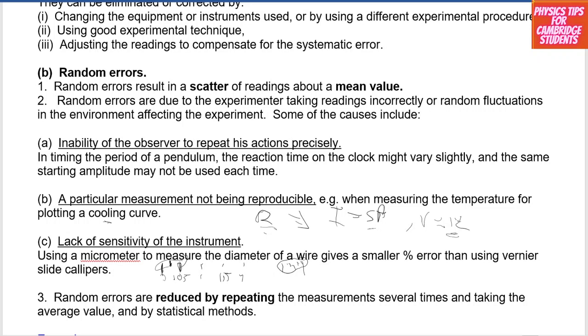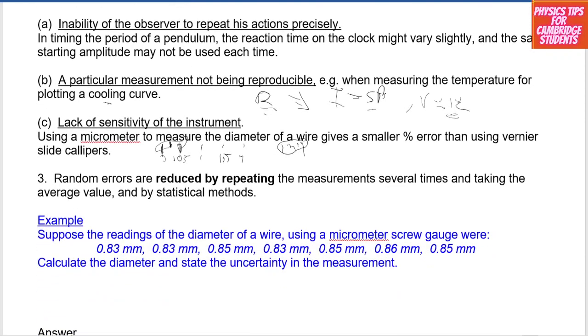So also, when using a micrometer to measure the diameter of a wire, it gives a smaller percentage error than using a vernier, because a micrometer is more sensitive than vernier calipers. Then random errors are reduced by repeating. Okay, so like I said at the beginning when I talked about these random errors, if you add those values and divide by the number, you tend to reduce the random error.